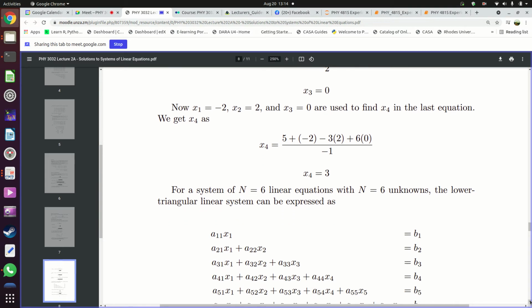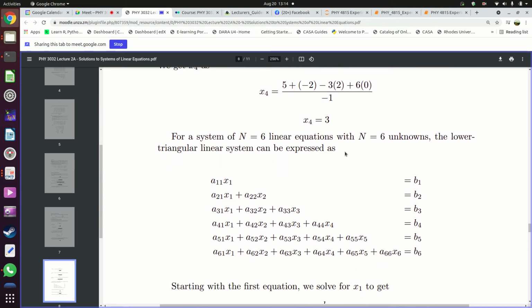So if we do the same thing we did with the upper triangular system for the lower ones, if you have equations with six unknowns, like the one you have here, you need six linear equations to be able to find a unique solution. And if those equations are arranged in this manner, where you've got a11 x1 equals b1, a21 x1 plus a22 x2 equals b2, then a31 x1 plus a32 x2 plus a33 x3 equals b3, then a41 x1 plus a42 x2 plus a43 x3 plus a44 x4 equals b4, then a51 x1 plus a52 x2 plus a53 x3 plus a54 x4 plus a55 x5 equals b5, then a61 x1 plus a62 x2 plus a63 x3 plus a64 x4 plus a65 x5 plus a66 x6 equals b6.